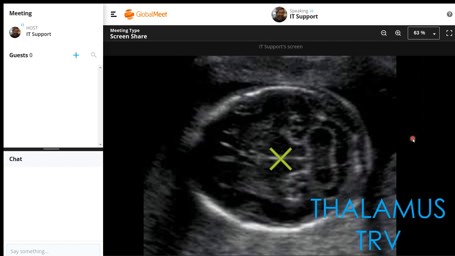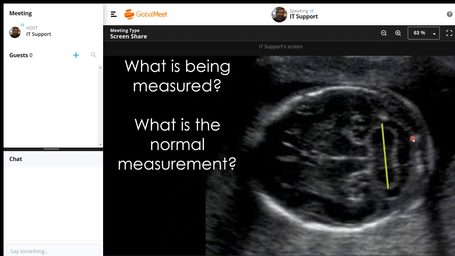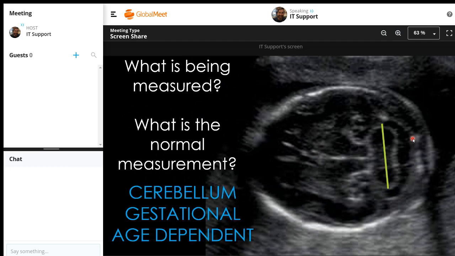So this is also the thalamus. We're again in a transverse view. Looking at the head, we can see a really pretty picture of the cerebellum as well. And what are we measuring here? And what is a normal measurement? This is the cerebellum. And as we know, the cerebellum is gestational age dependent. If this fetus is 20 weeks, then the cerebellum, plus or minus, should be about 20 millimeters. This is called the TCD, or the transcerebellar diameter.